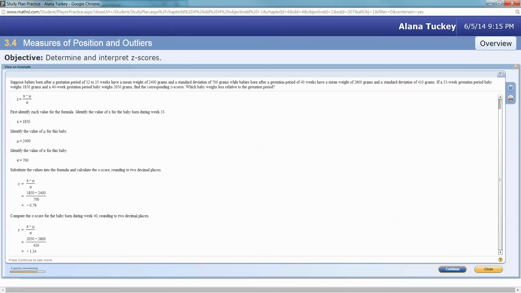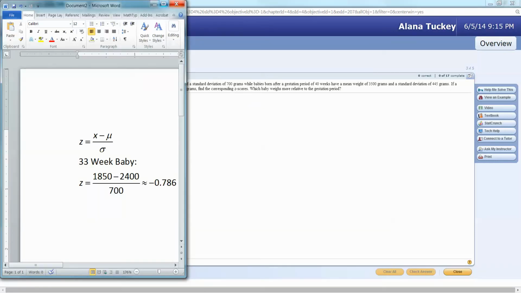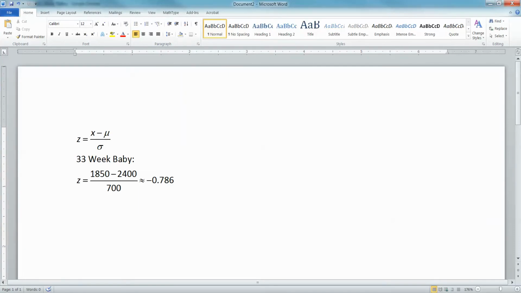How many decimals? Oh, they only want 2 decimal places. Now, real quick, when I looked at the problem, I noticed that it wants it answered in this particular way. It says the baby weighs blank standard deviations, and I bet this is above or below. Yeah. Okay, so what you're going to say for this particular one would be the baby weighs 0.79 standard deviations below the mean, right?